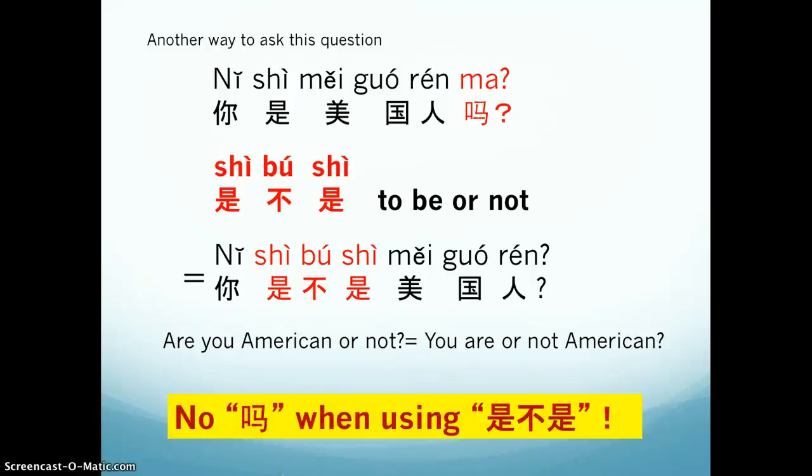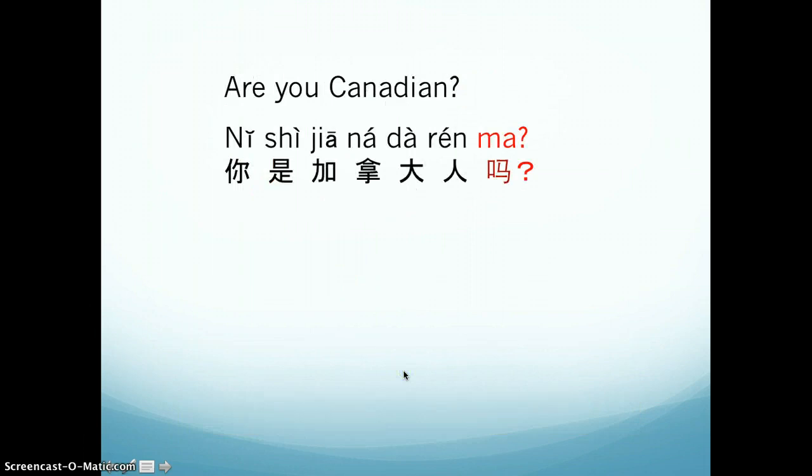Okay. And here is the thing that you need to pay attention. Be careful with this. When you use the 是不是 structure, I know it's kind of a yes or no question, but you don't use ma. Only for this question, you put ma after the statement. And when you use a 是不是 structure, there is no ma at the end. So you either use ma without 是不是, or you use 是不是 without ma. Okay, this is very important. Just don't forget about this. Write this down.